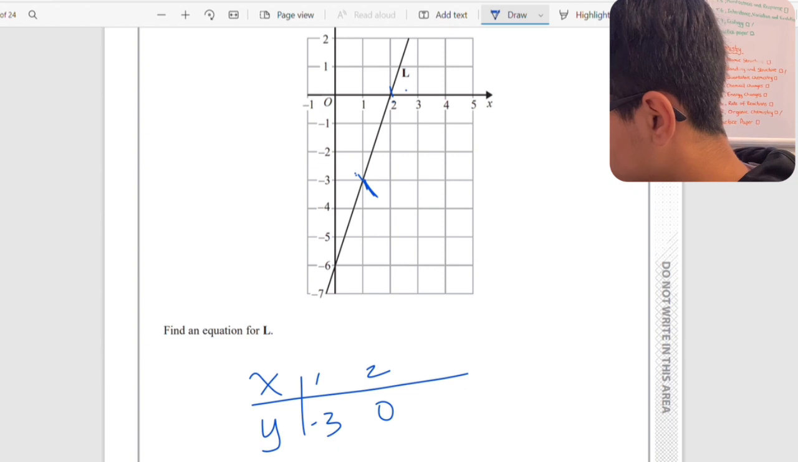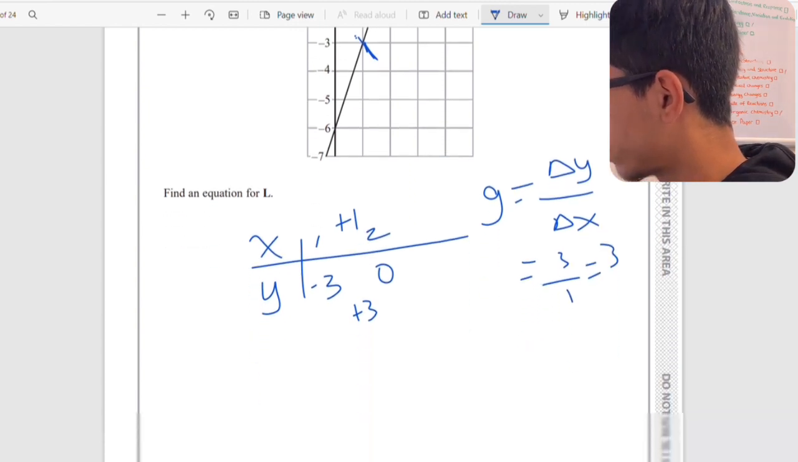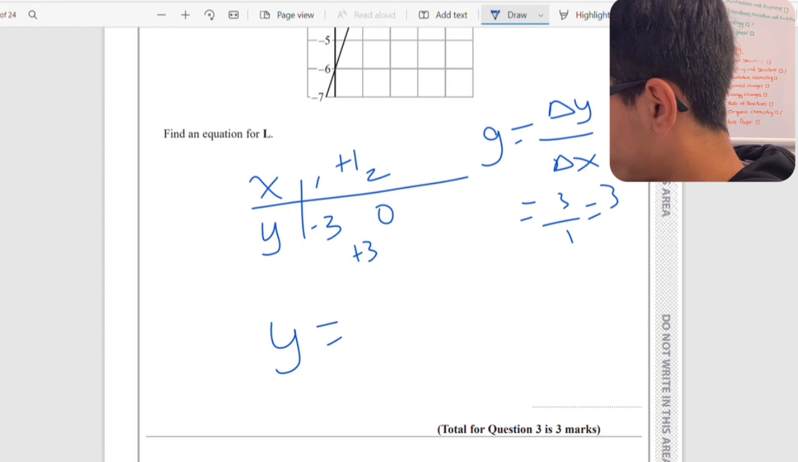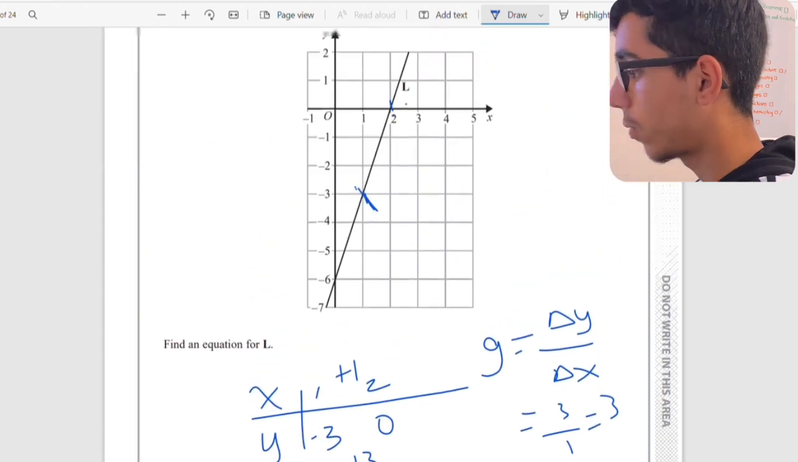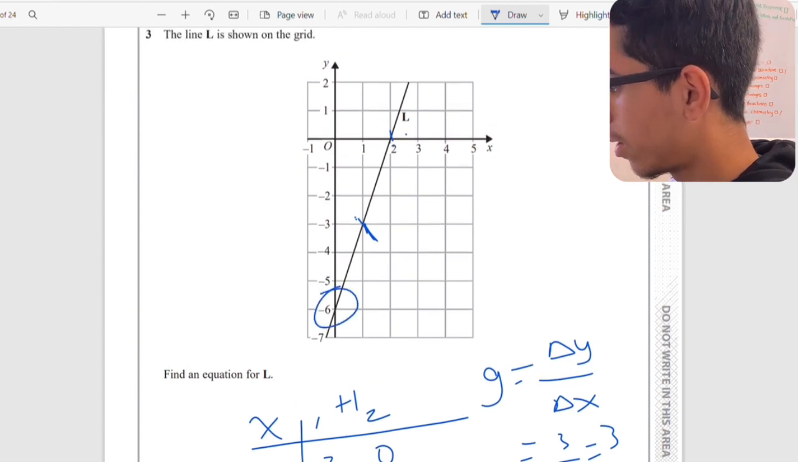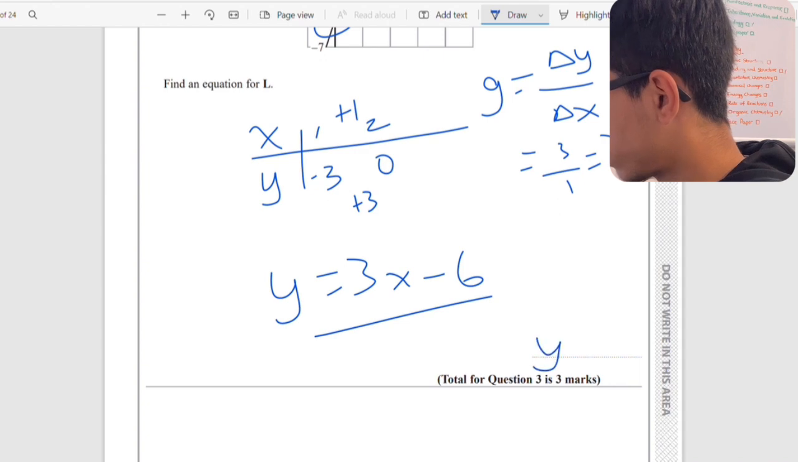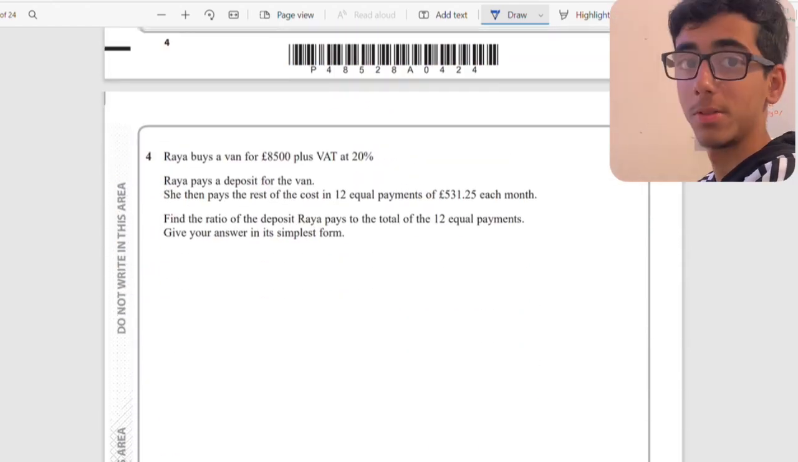So for this it's plus 1, plus 3. Gradient is delta y over delta x, so 3 over 1 equals 3. So we know that y is equal to 3x, and then find the y-intercept. It's minus 6, sorry. Y-intercept, so y equals 3x minus 6. Let's write that again. Boom. That was a quick question.